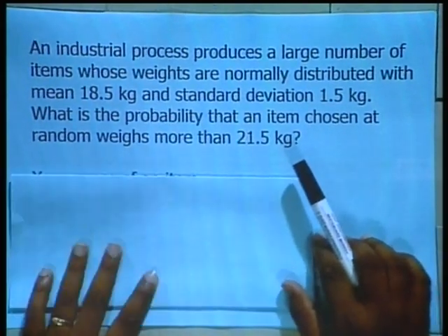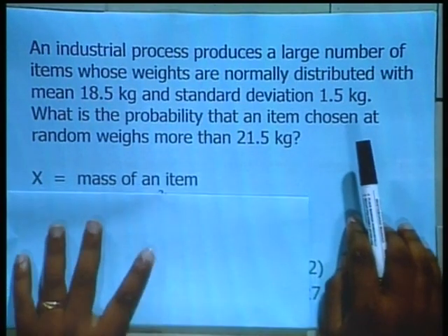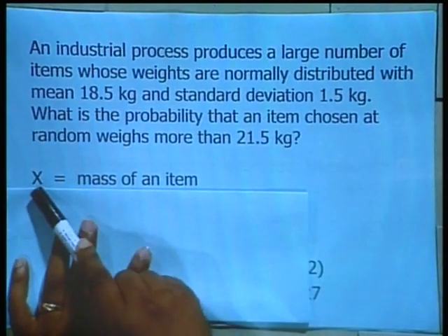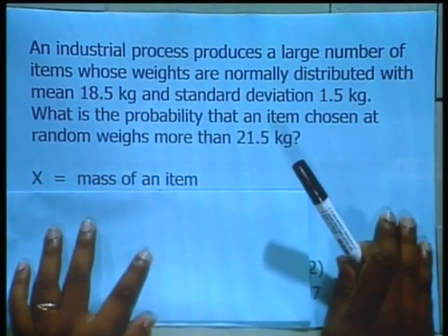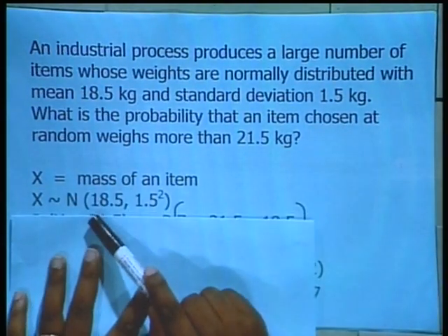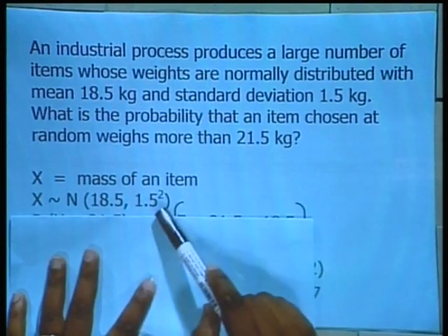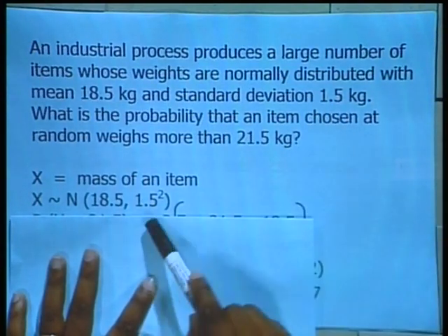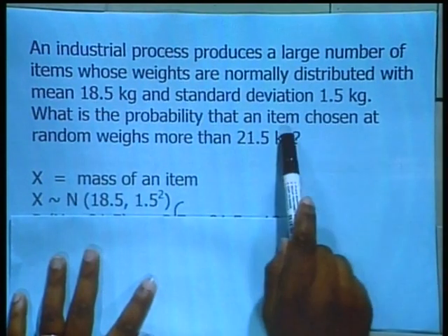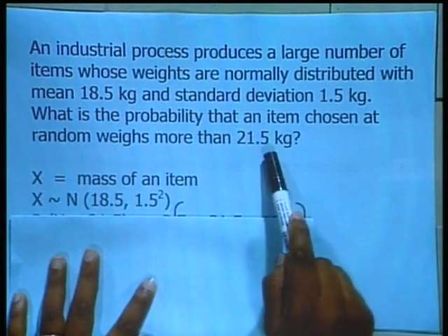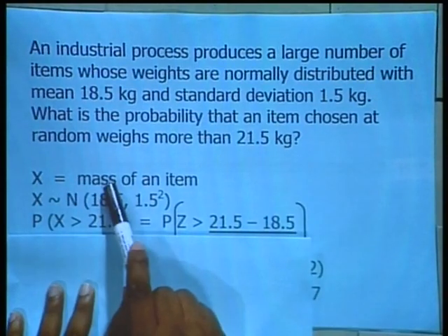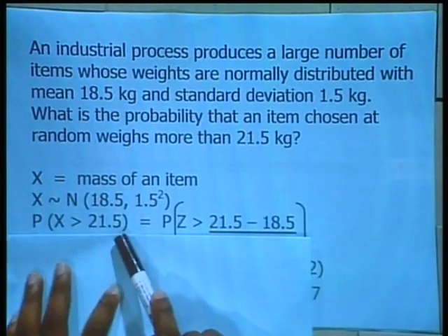The first question we ask ourselves: what is following a normal probability distribution? The mass of an item. It is advisable to use the letter x to represent that normal variable. So x follows a normal distribution with mean 18.5 and standard deviation 1.5, so the variance would be 1.5 squared. We wanted the probability that the mass is more than 21.5, that is, the mass x is more than 21.5.